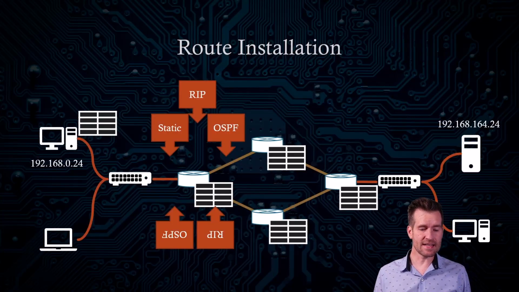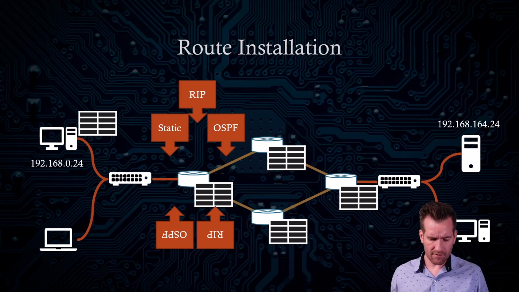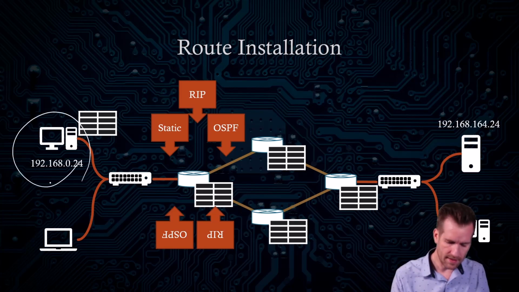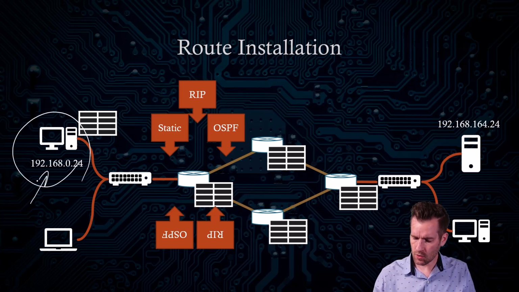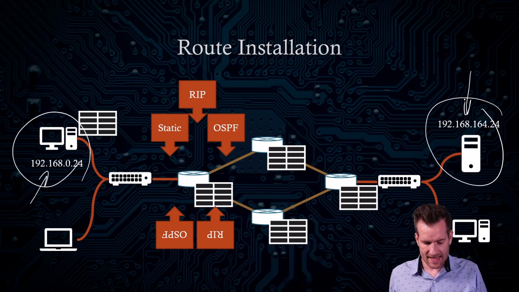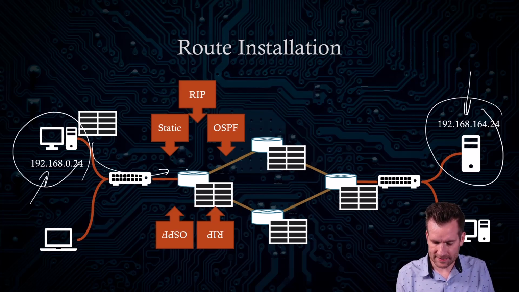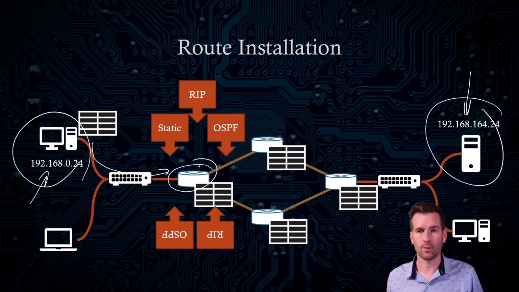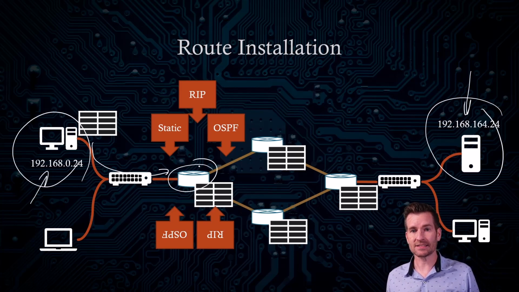All right, here's the scenario that we're working with. We have a PC right here with this IP address that's trying to get a web page from this IP address right here. It sends out an initial request and it reaches this router right here. And this router has certain information in it, but how does it get that information?